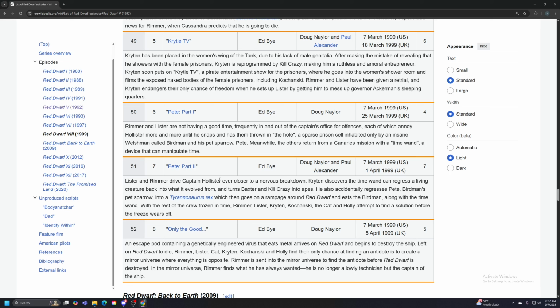Rimmer and Lister have been given a retrial, and Crichton endangers their only chance of freedom when he sets up Lister by getting him to mess up Governor Ackerman's sleeping quarters.